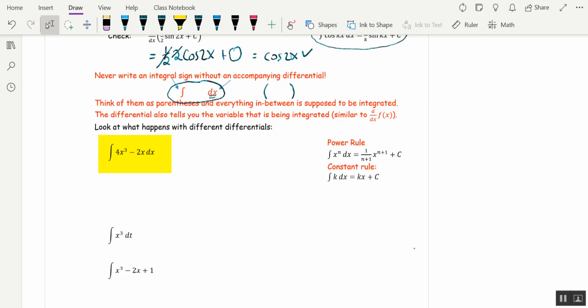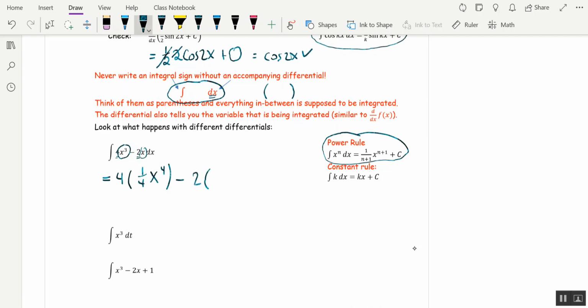This first one, I'm going to use the power rule, which is right here. And I'm going to use the fact that constants like the 4 and the 2 behave just like they do with differentiation. So this integral is equal to, I'm going to put 4 there, and then I'm going to integrate x cubed using the power rule. So that would be 1/4 x to the 4th. And then minus 2, and I'm going to integrate x using the power rule, 1/2 x squared. And then I add on a constant. And then I do a cleanup: x to the 4th minus x squared plus c.